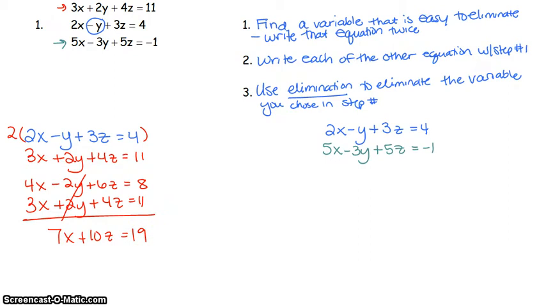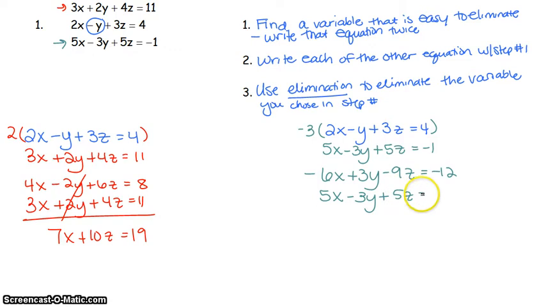We're going to move on to the second equation we set up. We have a negative 1 and a negative 3y. We want to make that top a positive 3y, so we multiply the entire top equation by negative 3. That gives us negative 6x, positive 3y, negative 9z equals negative 12. We did not change the second equation, so we just copy that down. When we look at that setup, our y's have canceled. A negative 6 and a positive 5 gives us a negative x. A negative 9 and a positive 5 gives us a negative 4z is equal to negative 13.